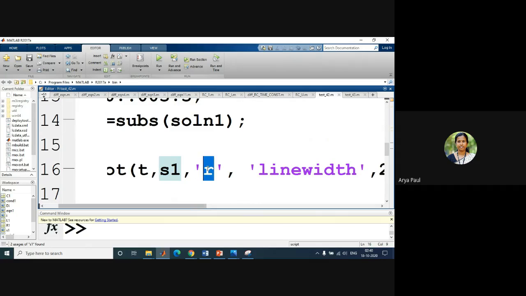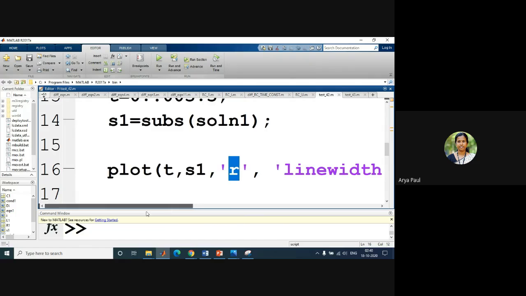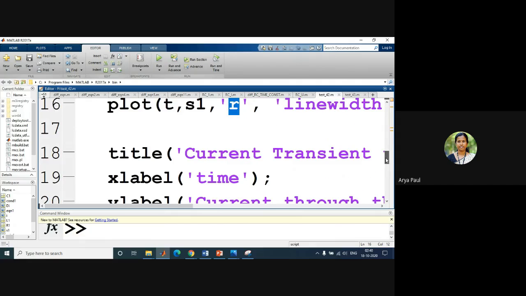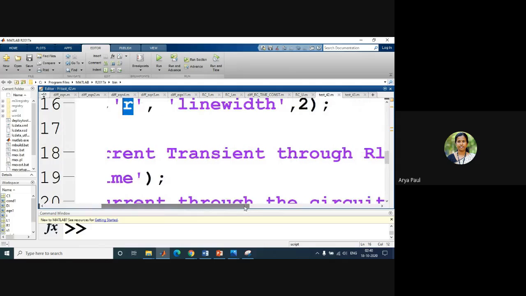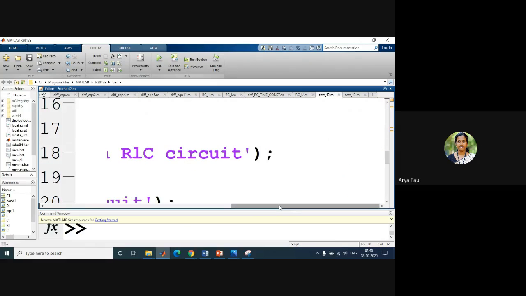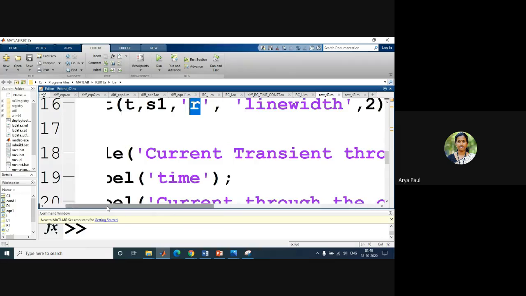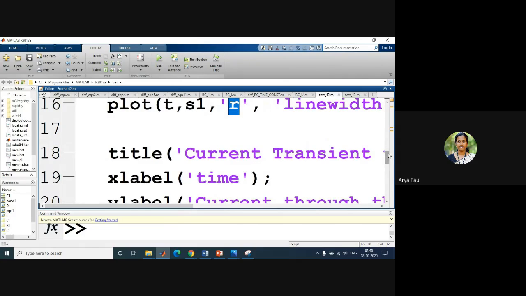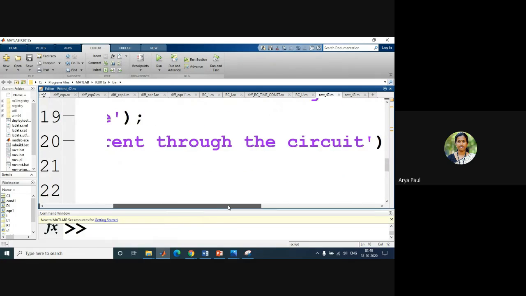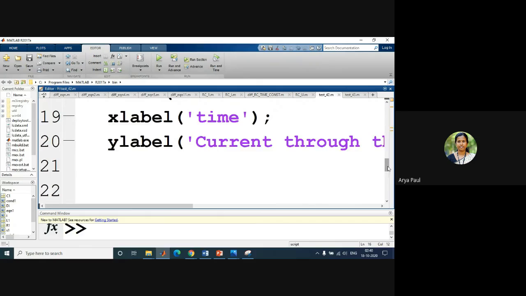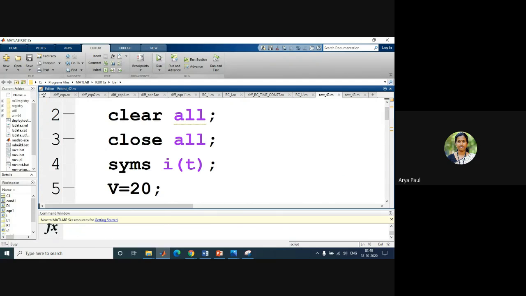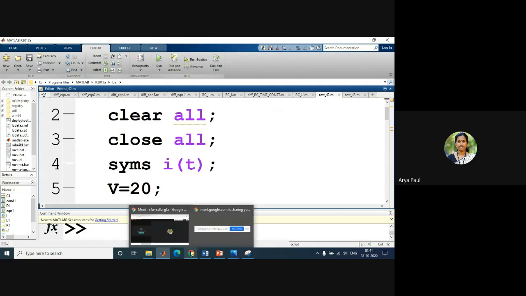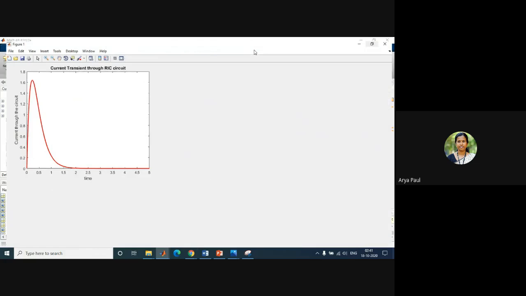Then if you want to plot it in red color, it is r, then change the line width. Now title: current transient through RLC circuit. Then X label is time and Y label is current through the RLC circuit. So we will run this, then we will find the output. Okay, so you can find the output like this.